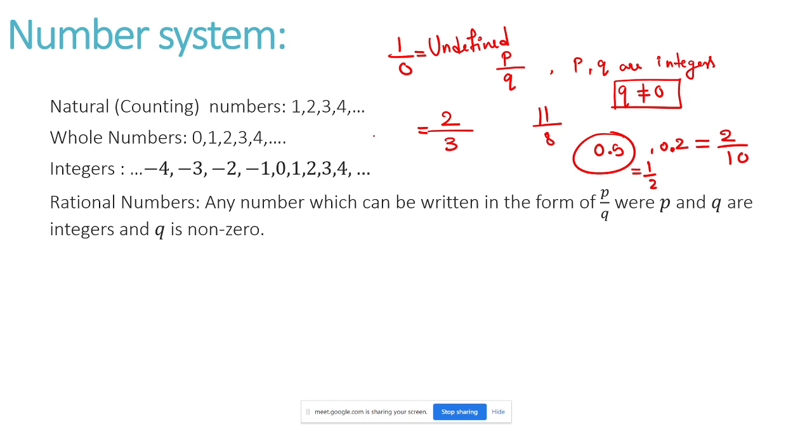0.75. Sorry, no. 2 by 3 is not 0.75. The 2 by 3 is nothing but 0.6666.